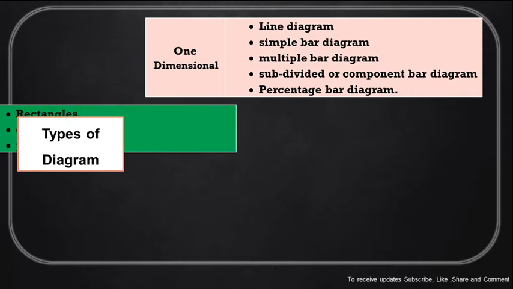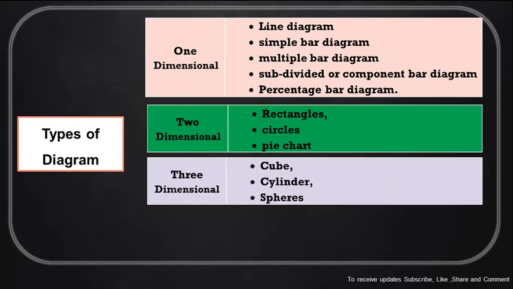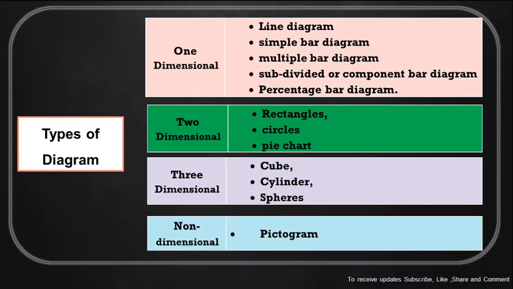One dimensional, two dimensional, three dimensional and non-dimensional. In one dimensional, we have the line diagram, simple bar diagram, multiple bar diagram, subdivided or component bar diagram, percentage bar diagram. In two dimensional, we have the rectangles, circles, pie charts, whereas in three dimensional, we can see the cube, cylinder and sphere shape charts. Non-dimensional, we have the pictograms, only pictures will be available in this, there is no dimension.